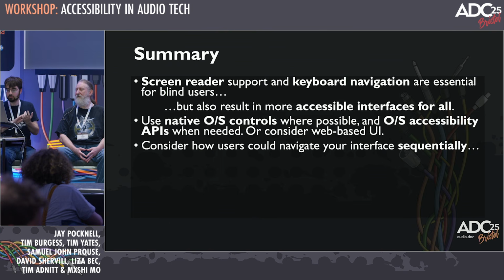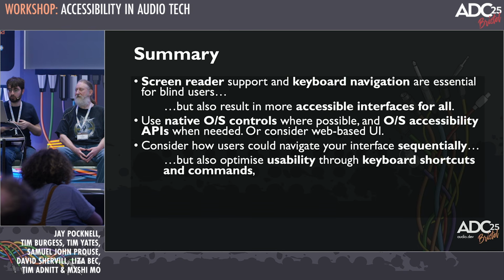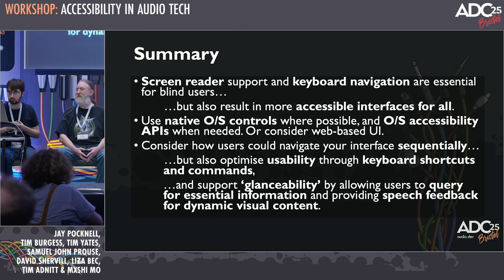You should consider how users could navigate your interface sequentially, but also optimize usability through keyboard shortcuts and commands. And do your best to support glanceability by allowing users to query for essential information and also providing speech feedback for dynamic visual content. So this might be things like clipping lights on meters, for example, to pipe that through to the screen reader as and when it's relevant and give the user the option of whether they want that or not. So that does bring us to the end of our talk, Tim.